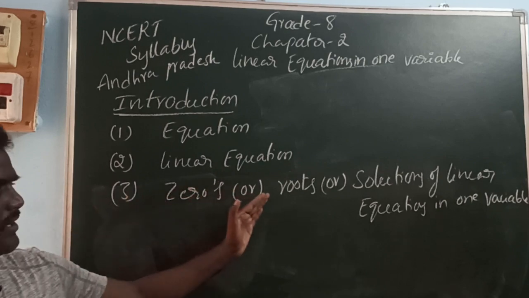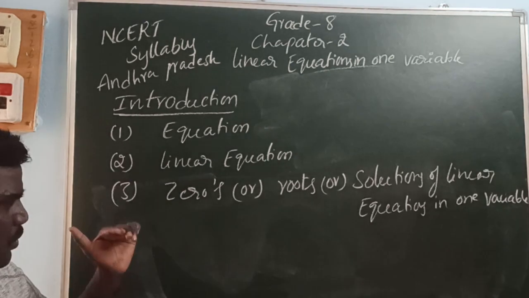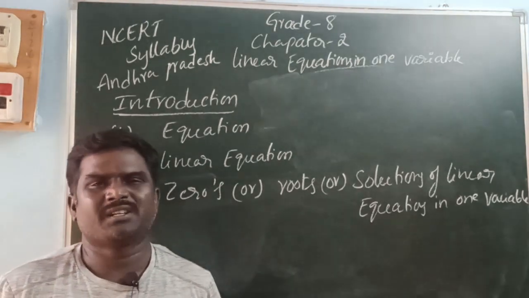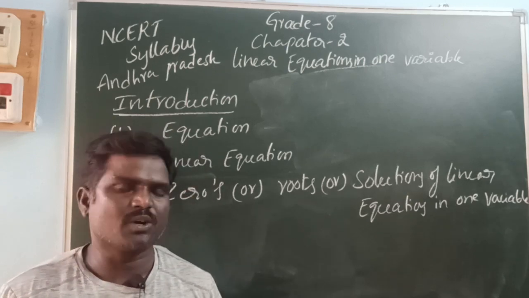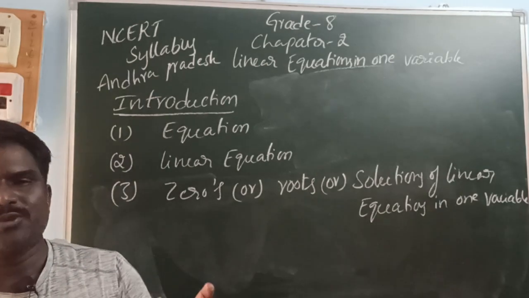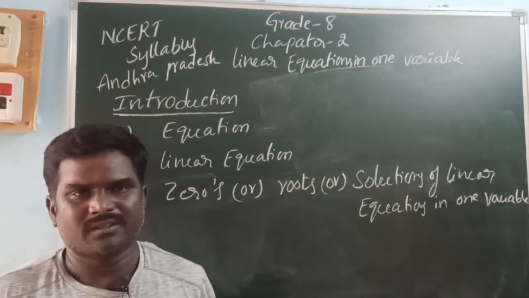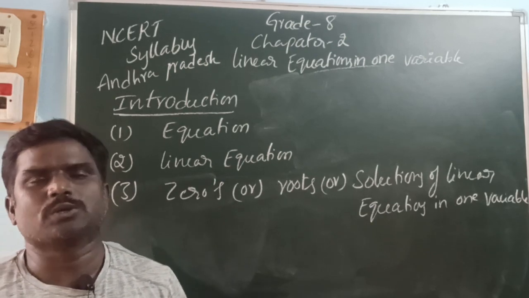Next, zeros are roots or solutions of linear equations in one variable. So, what does a zero mean? The value of the variable of a linear polynomial is called a zero. Which numerical value, when you substitute it in the equation, satisfies it? That is called a zero, or root, or solution.